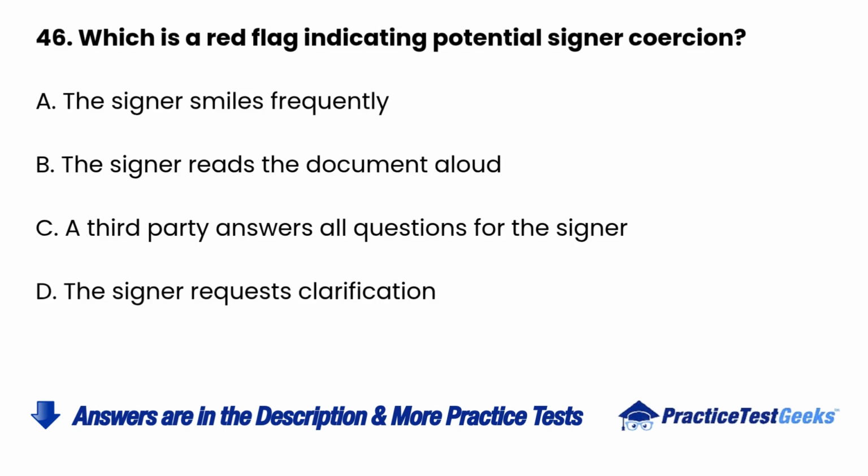46. Which is a red flag indicating potential signer coercion? A. The signer smiles frequently. B. The signer reads the document aloud. C. A third party answers all questions for the signer. D. The signer requests clarification.